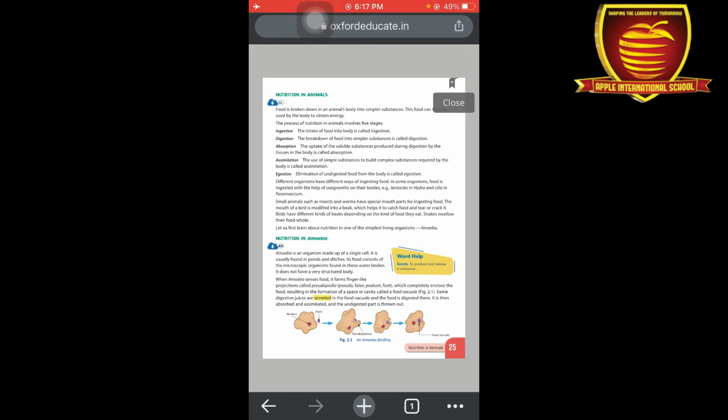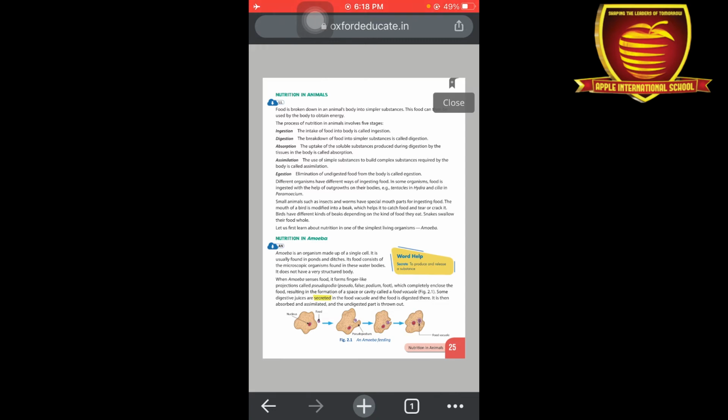When it sees food, it opens a finger-like structure and then closes that food inside its finger-like structures. That structure is known as pseudopodia. Means when amoeba senses food, it forms a finger-like projection called pseudopodia. It is also known as a false foot, which completely encloses food, resulting in the formation of a space cavity called a food vacuole.